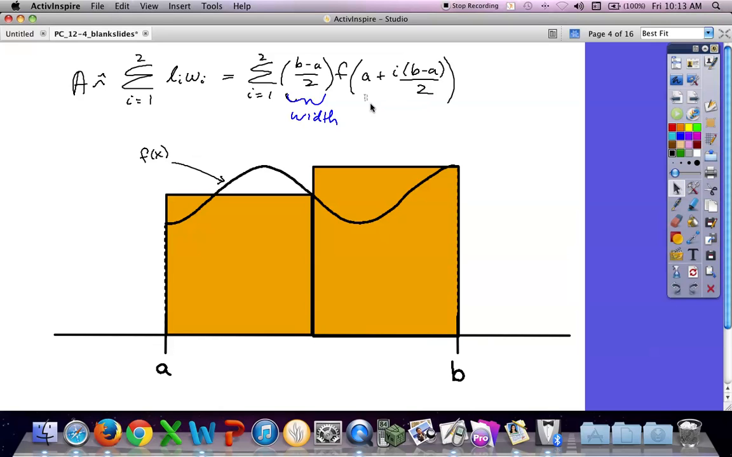So this is the length, or the height, whichever one you want.